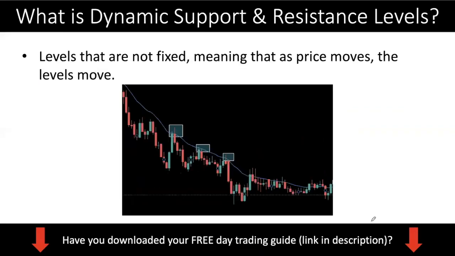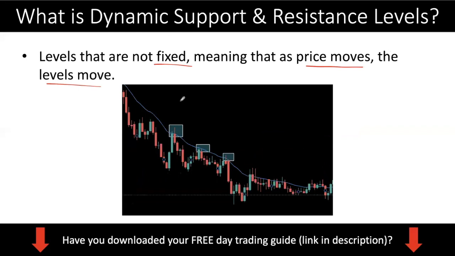Now, what is a dynamic support and resistance level? It is just the opposite. Dynamic means it's not fixed. It's just the opposite of fixed, meaning that the levels are not fixed. So as price moves, the levels itself move. So you do not have a fixed price level.